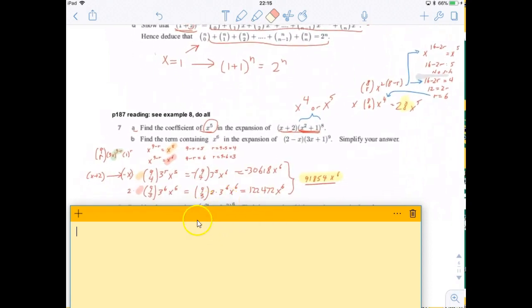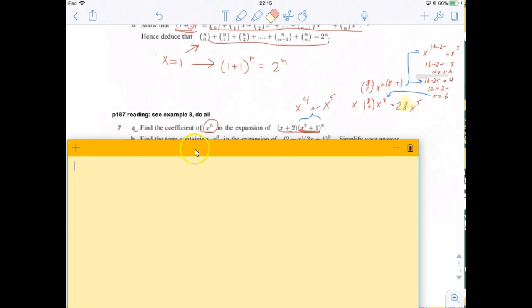Number 7. Okay, 7a. Find the coefficient of x to the 5th in the expansion x plus 2 times parentheses x squared plus 1, close parentheses, to the 8th power. Interesting. Okay, so here we have a binomial that is not the same as this binomial times a binomial expansion. So the first thing they want us to do is figure out what the coefficient of the x to the 5th term would be.